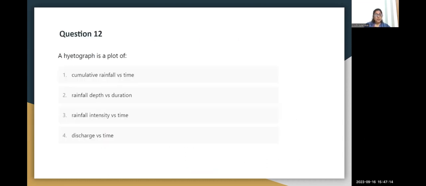The next question: what is a hydrograph? What kind of plot is a hydrograph, or what type of plot is a hydrograph? Is it depicting cumulative rainfall versus time? Is it depicting rainfall depth versus duration, or rainfall intensity versus time, or discharge versus time?